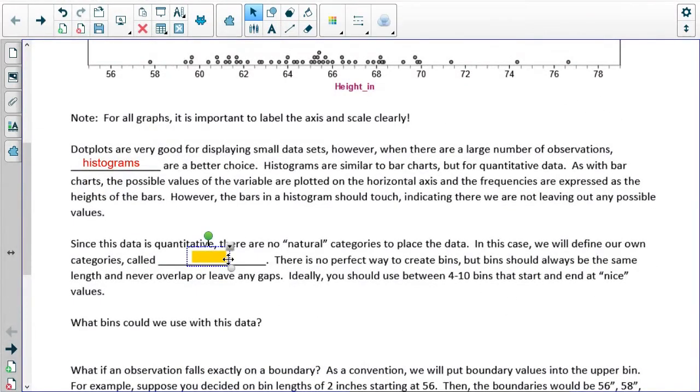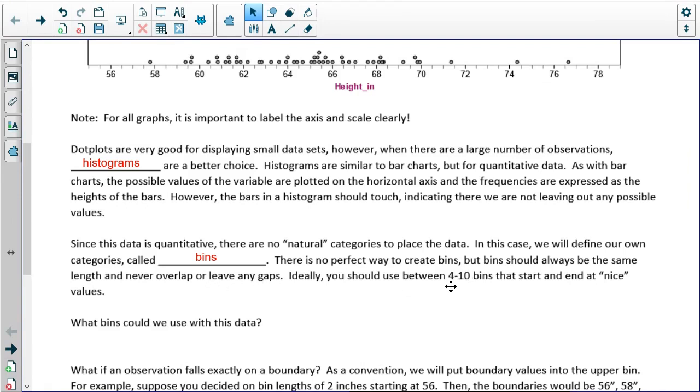Since data is quantitative, there are no natural categories to place it, so we have to define our own, and we call them bins. There's no perfect way to create bins, but we should always have them be the same length so that we don't get confused with how long they are. We don't want them to have any overlap, and we want minimal gaps if possible. Sometimes we're going to have some gaps, but we want to try and eliminate gaps if possible.